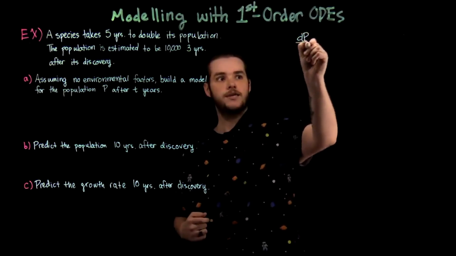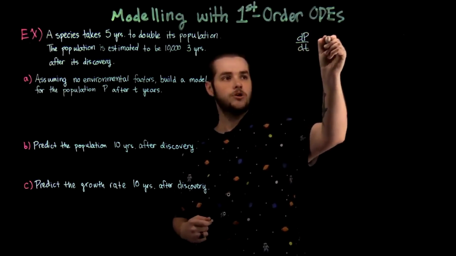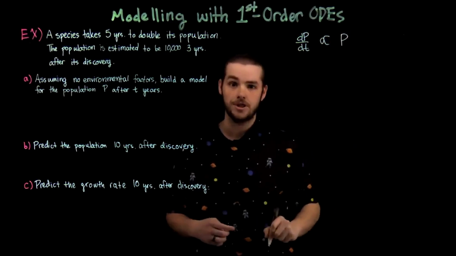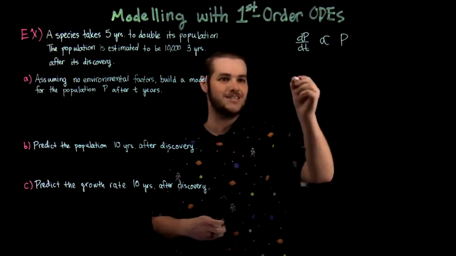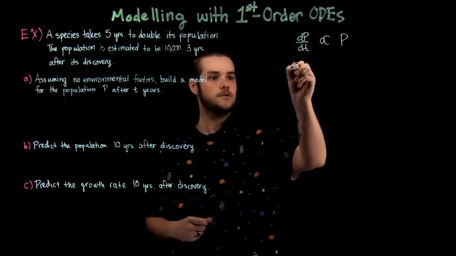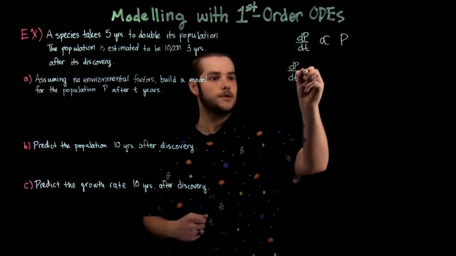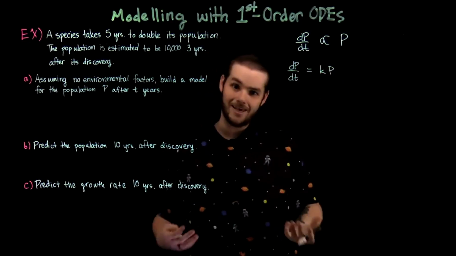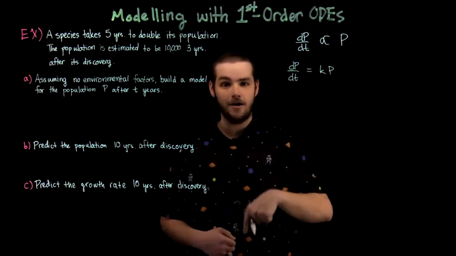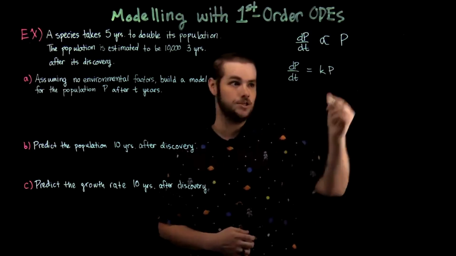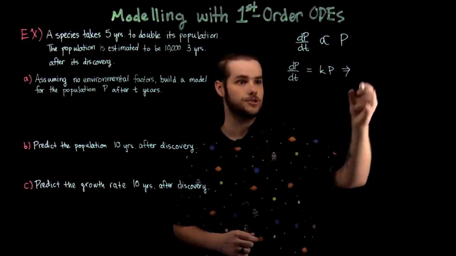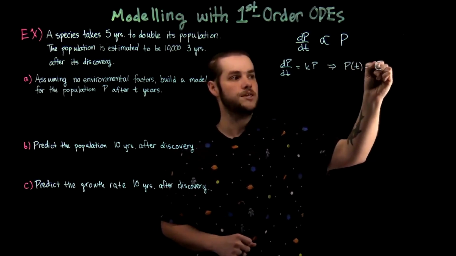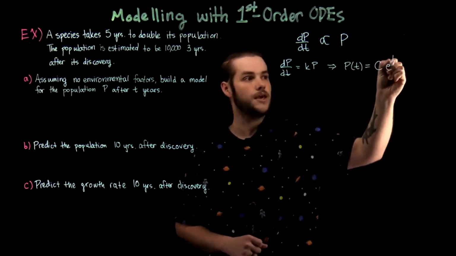Now, you may recall from a previous video, we know that the population growth rate is proportional to the population itself. Or in other words, we expect dP/dt to have the form k times P, where k is some constant. And now that we know how to solve separable equations, we know this has a general solution that P of t is equal to C times e to the kt.